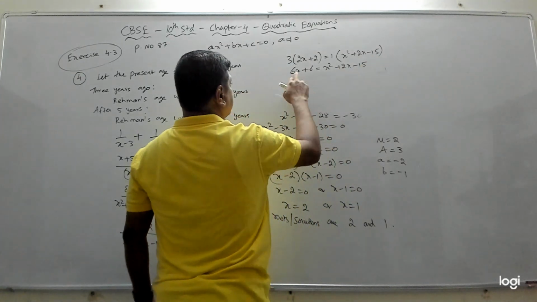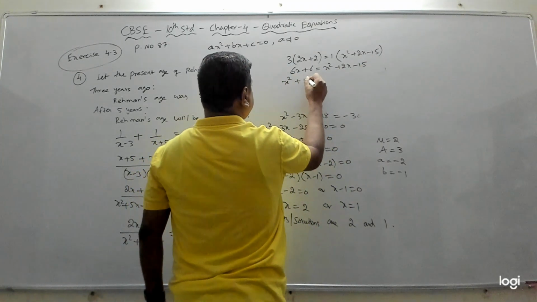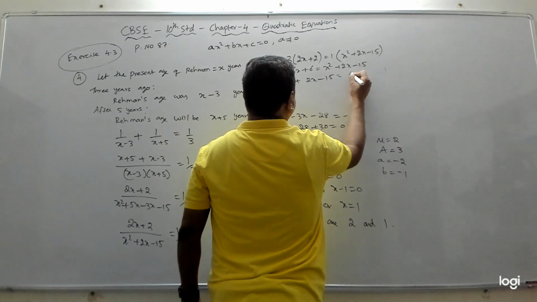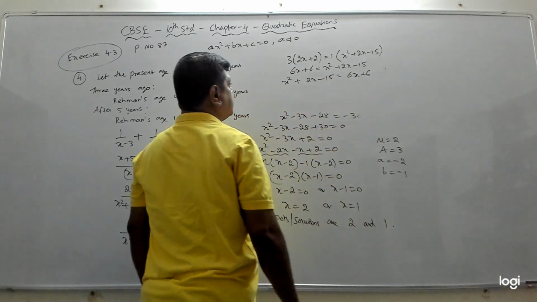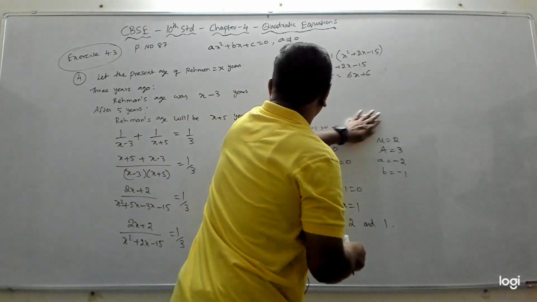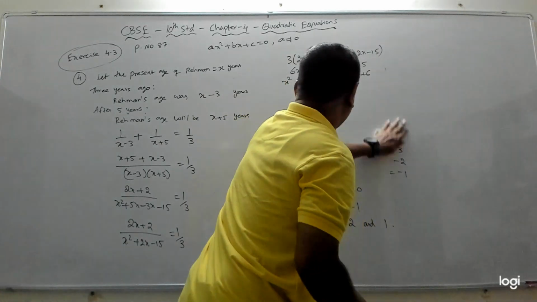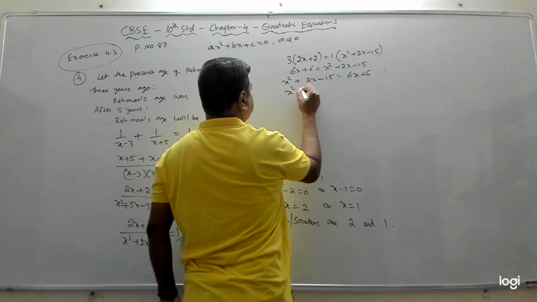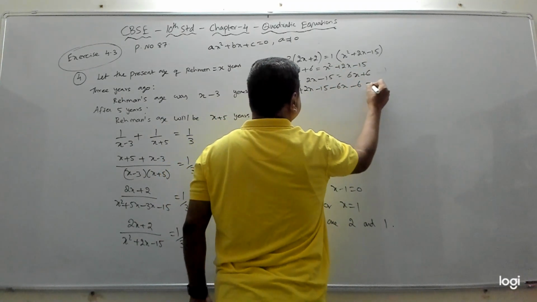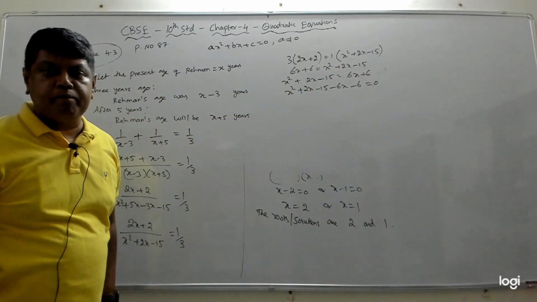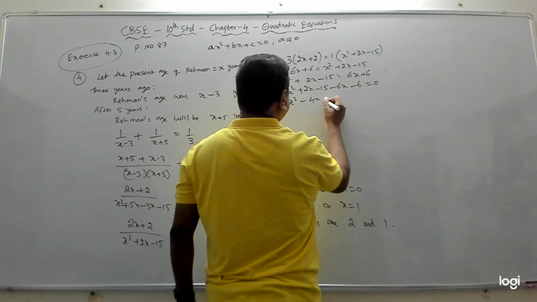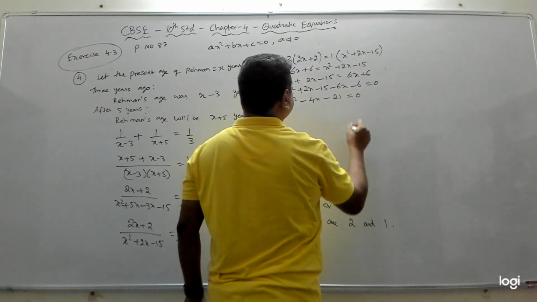Now I'll write this entire thing here. I will interchange both. It's always better to keep the x square term on the left side. So immediately bring the x square term to the left side. So now this is x square plus 2x minus 15, then 6x becomes minus 6x, plus 6 becomes minus 6, bringing everything to the left hand side. So now what do we get? We get x square, 2x minus 6x is minus 4x, minus 15 minus 6 is minus 21, equal to 0.